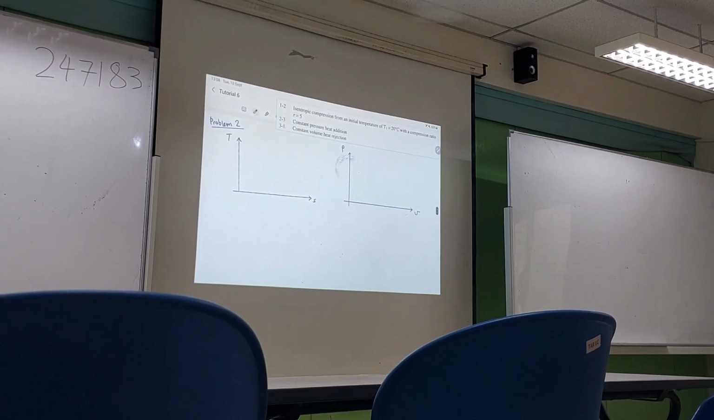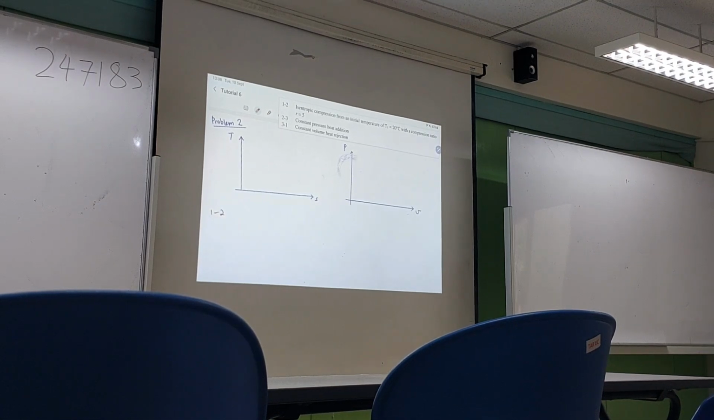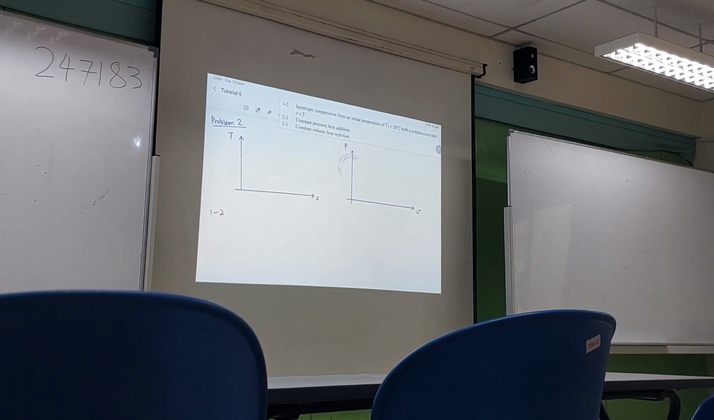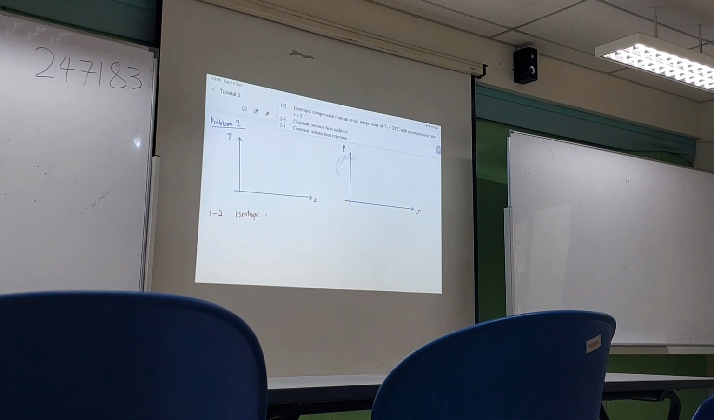Now the first process. The first process here, 1 to 2, is an isentropic compression from an initial temperature of T1 to 20 degrees Celsius with a compression ratio r equals 5. These values don't really have any purpose for now when you are sketching because we just want the shape. We are just sketching here. It will be useful when we need to do some calculation. So we know that 1 to 2 is isentropic compression.